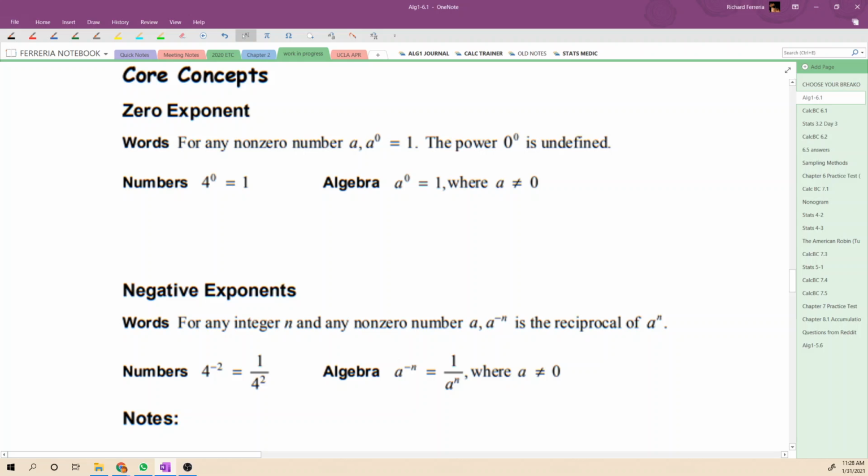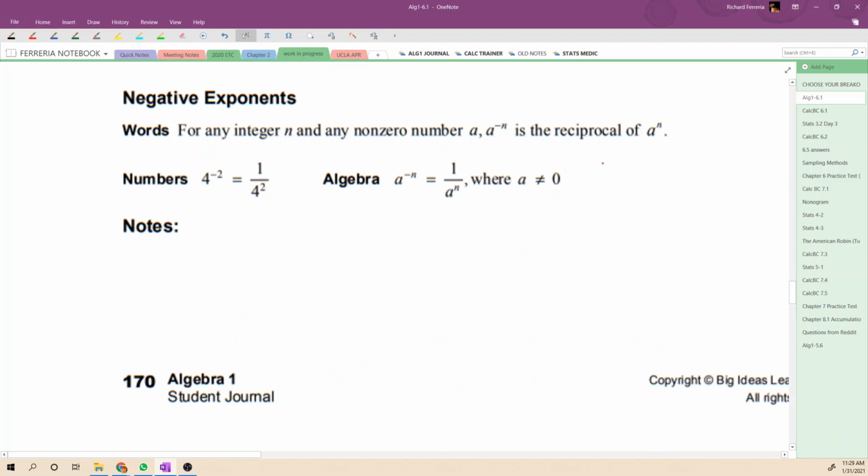The core concepts that we learned here, the first one is anything to the 0 power is 1. So for example, 4 to the 0 power is equal to 1. Just be careful here though, because 0 to the 0 power is undefined. So that is not something which we can do here in algebra, not 0 to the 0 power. A negative exponent is basically the reciprocal of a positive exponent. So here, if I have 4 to the negative 2 power, that's the same thing as 1 over 4 squared.